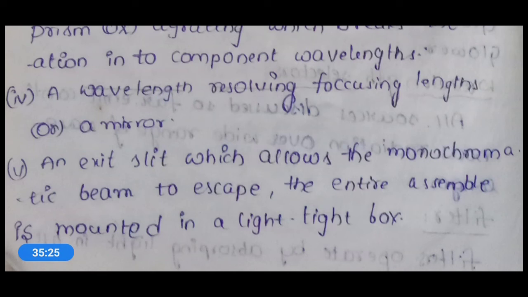And here the entire arrangement of the monochromator is in a light tight box. Why light tight? Because the light source is present, that's why we call it a light tight box. Here we should know a little more about prisms and gratings. The separation of polychromatic light into monochromatic light is done with a prism or a grating, so we should know more about these two components.